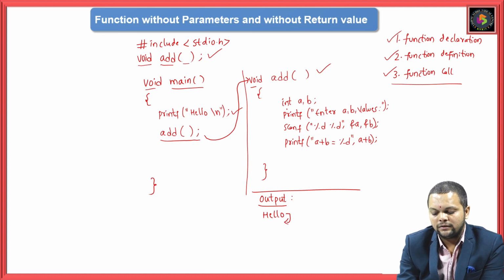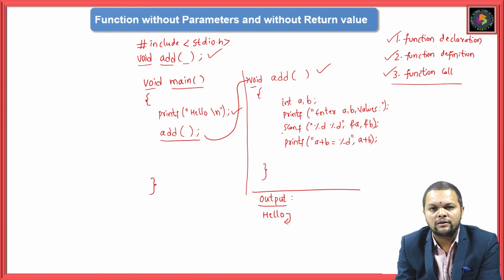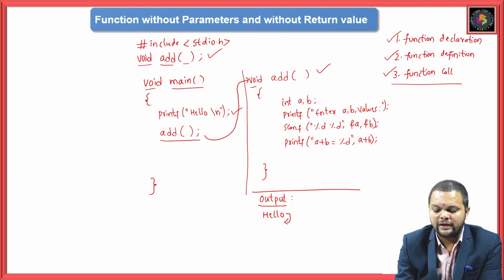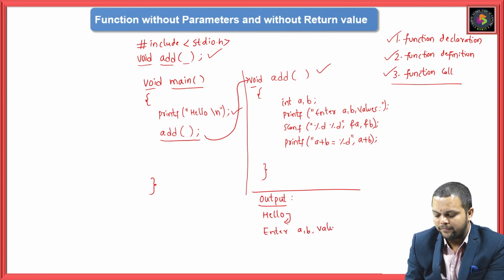After checking that, int a comma b, whatever operations are done inside your definition part will be done automatically if you are calling. Int a comma b, again it will say printf enter ab values. It will say enter a comma b values. So give some values there. I'll give 20 and 30.